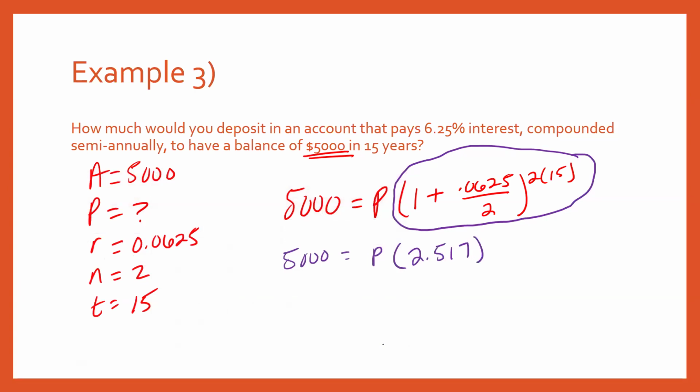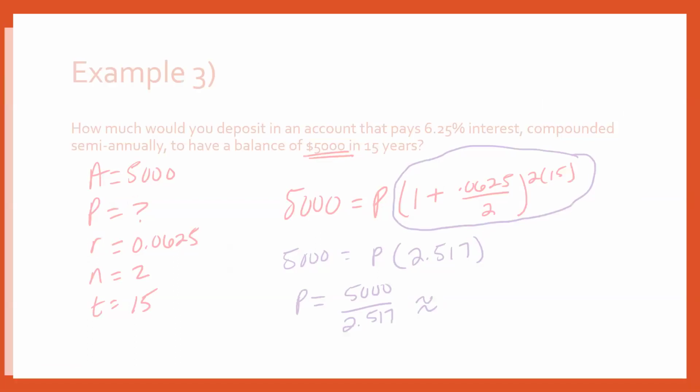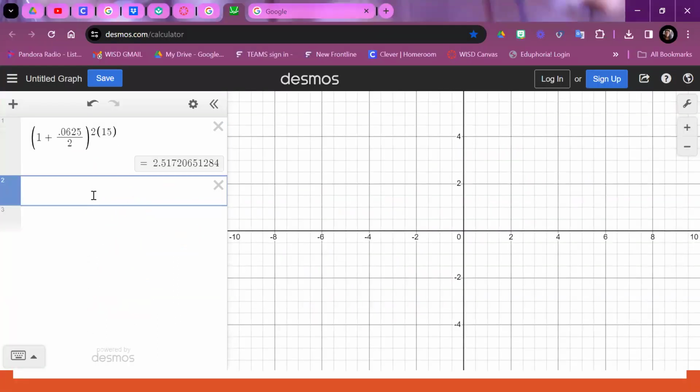This is just now basic math. What do I do to find P? We're going to divide. So P equals 5,000 divided by 2 and 517 thousandths, which is going to give us approximately 5,000 divided by 2 and 517 thousandths. And we get approximately 1,986 and 49 cents.